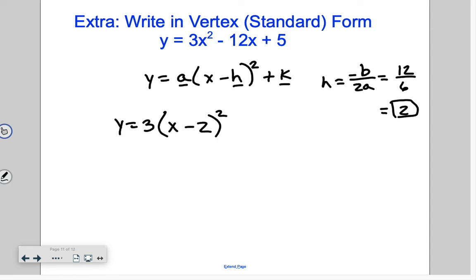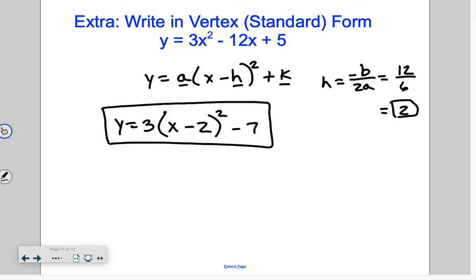How do I find the k value? How do I find the y-coordinate of the vertex? Just plug it back in to your original equation. It's called h, but remember, it's just the x-coordinate of your vertex. It's just an x. So if I take 2 and I plug it back into the original problem, the answer is your y-coordinate of your vertex. And what do we get? You can do this one in your head. What do you get? -7. Yep, that's what you should get. And there's your exact same equation of your parabola, just in a different form. Okay?